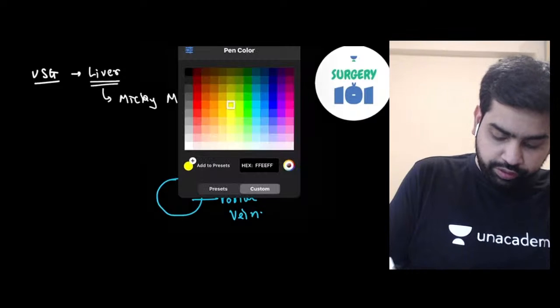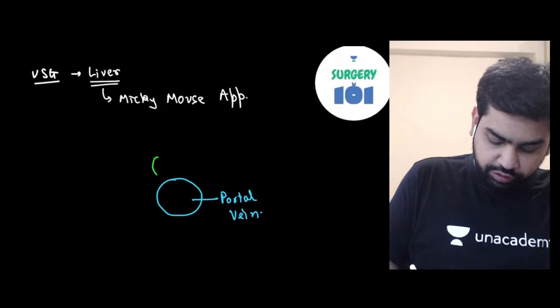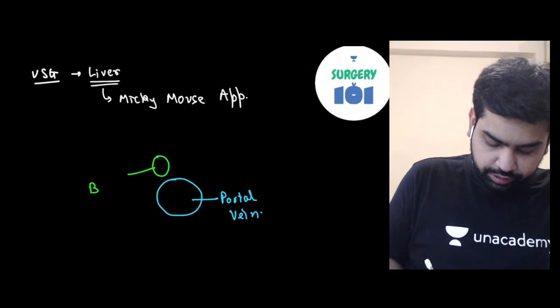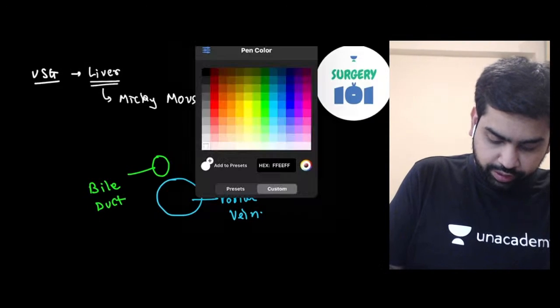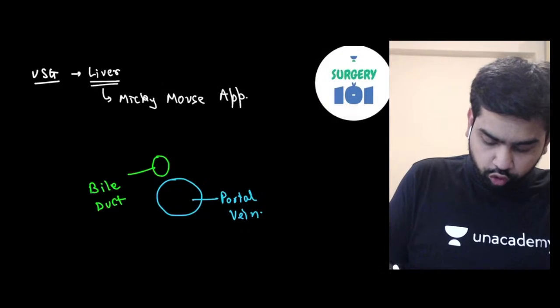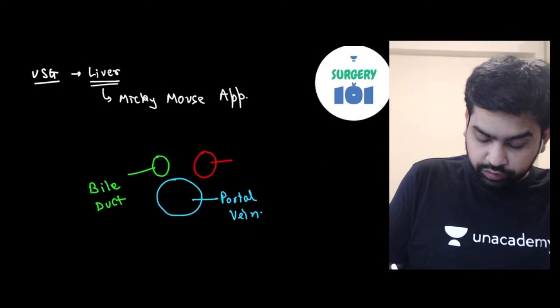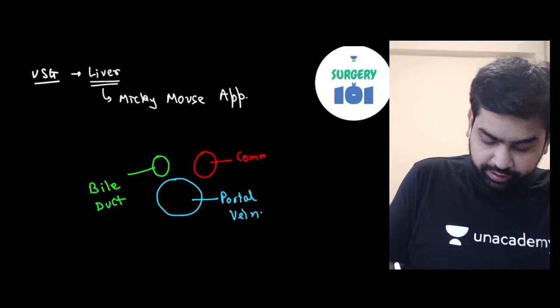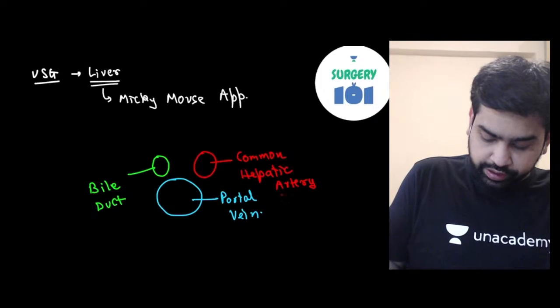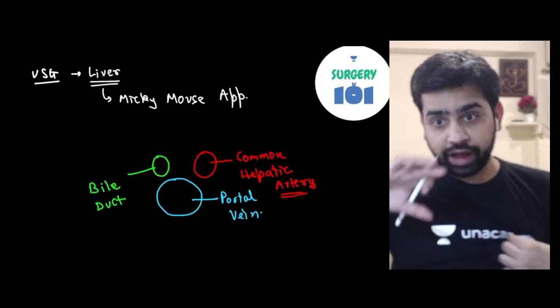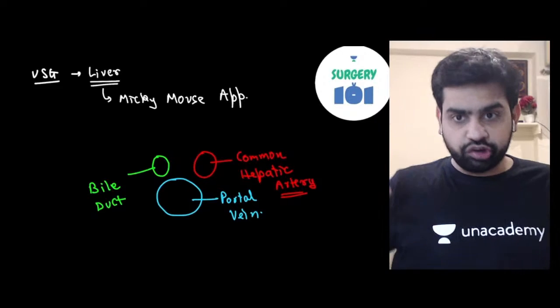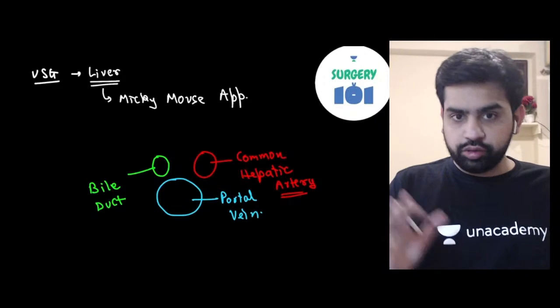Just above it to the right, what do we have? We have your bile duct. So this is your bile duct. And to the left, what we have is a common hepatic artery. So please remember this, because this is a relationship which you need to remember. This is an anatomical relationship between the structures of a portal triad. It is very, very important. So I hope you remember.